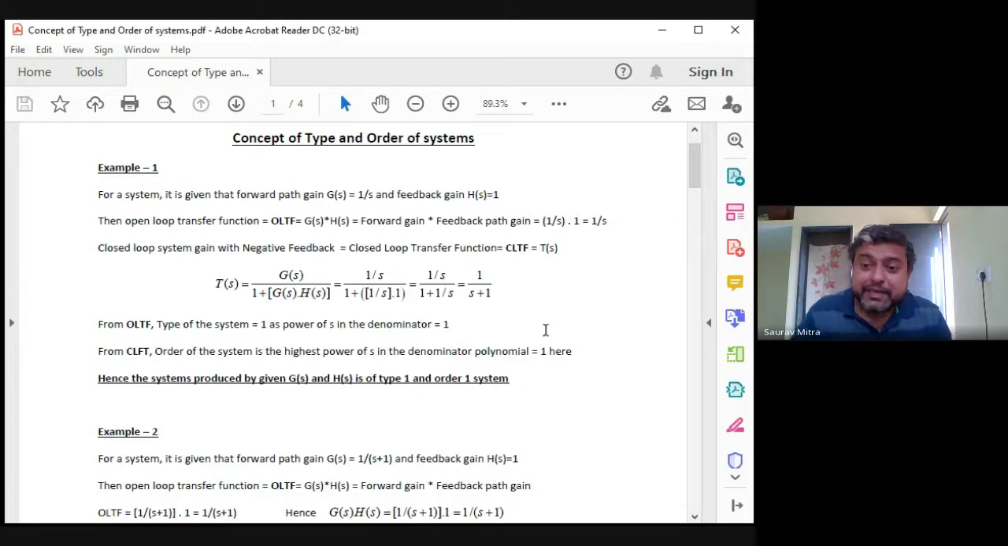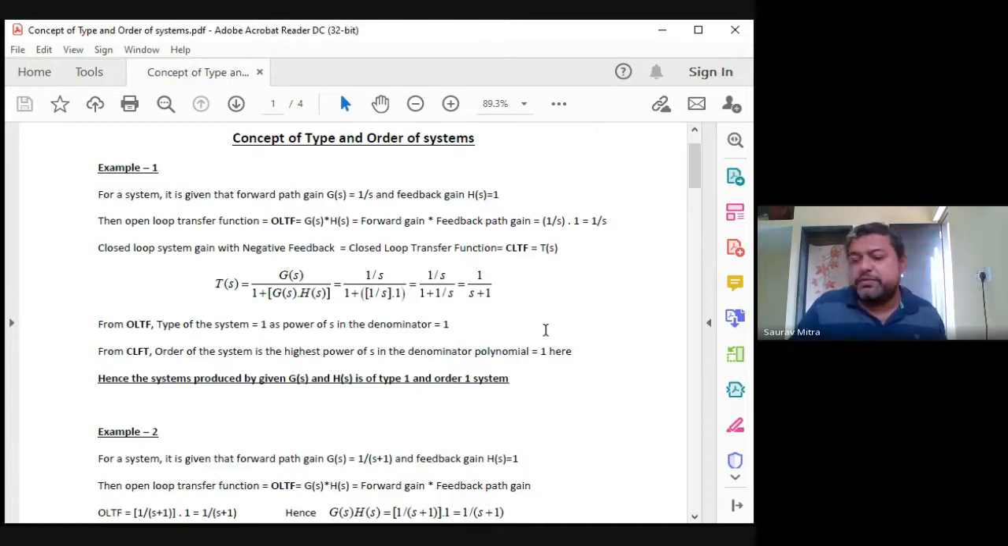Second thing: what is the type of the system? Look at the denominator of G(s)H(s) and see how many s are there. There is only s to the power 1, only s. So this is a type 1 system. Third thing: find the closed loop transfer function.